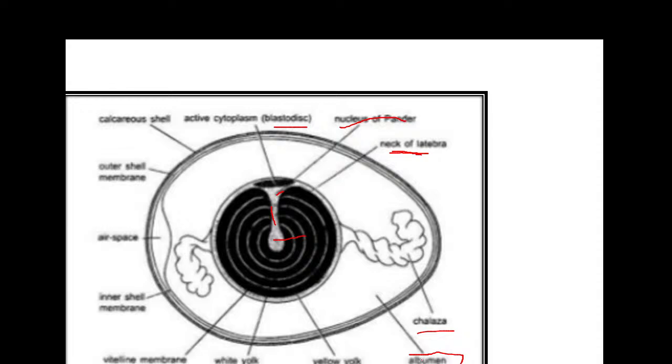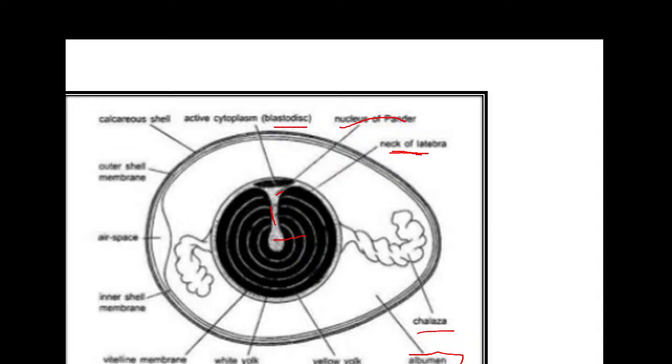So the second layer of albumin is formed over the chalaziferous layer, and the third layer of albumin is secreted around the second layer. And likewise different layers of this albumin are deposited around the egg. So when the egg reaches the magnum, albumin is deposited. Albumin deposition takes place after fertilization. Always remember that only after fertilization does the deposition of the secondary egg membrane start.